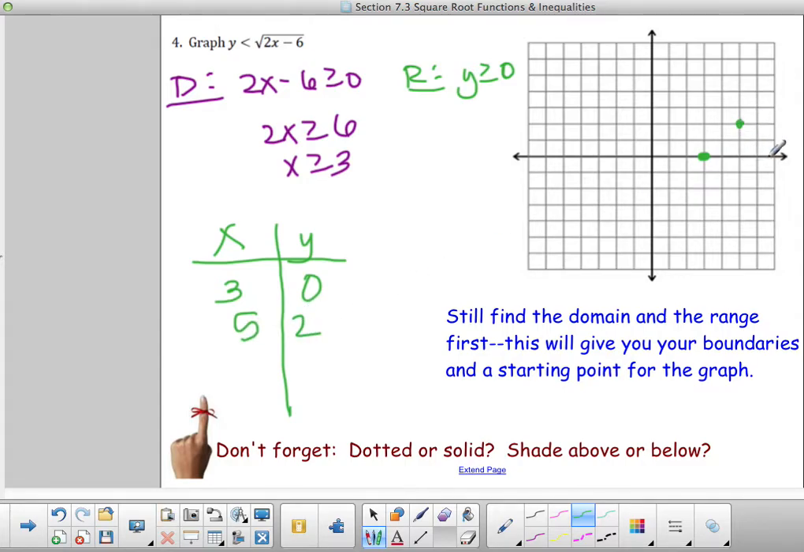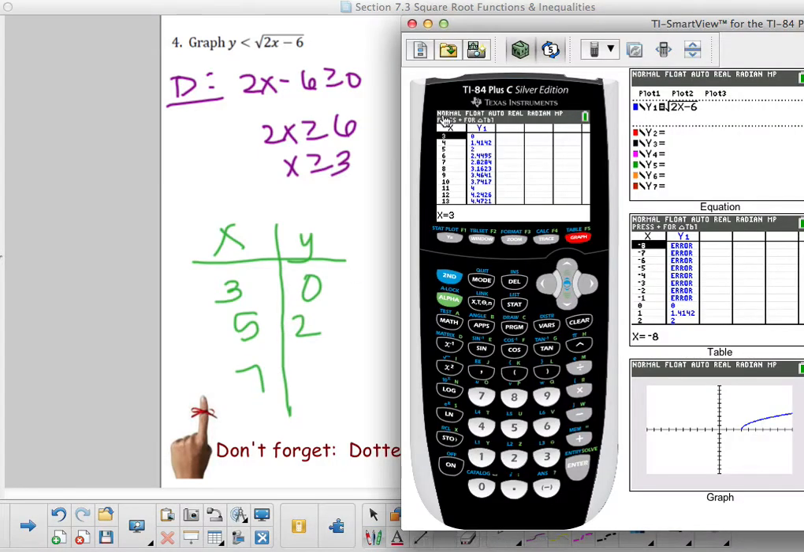And maybe let's just figure out, well, what is the value at 7? Because that's the end of our graph. So at 7, what does my table say I have? I would have 2.824.